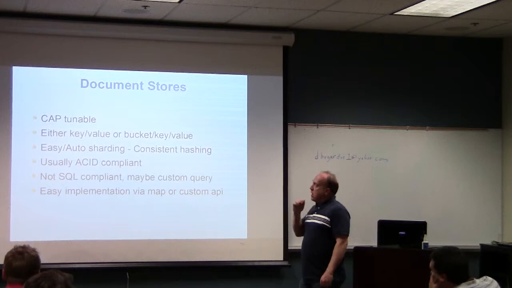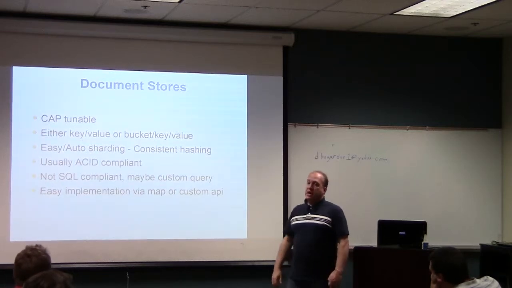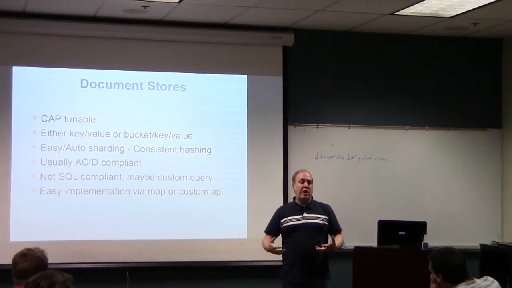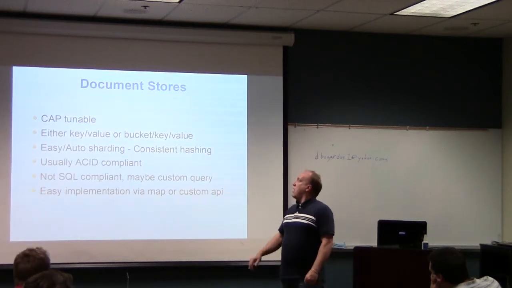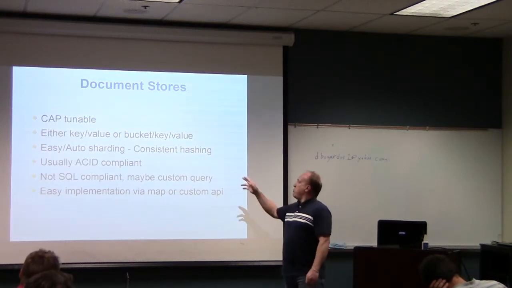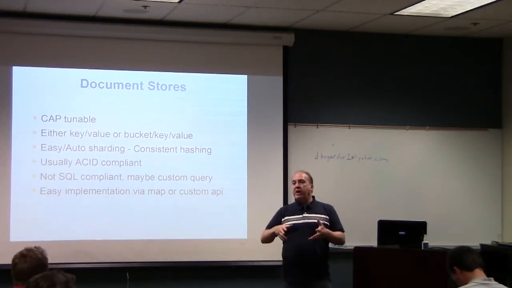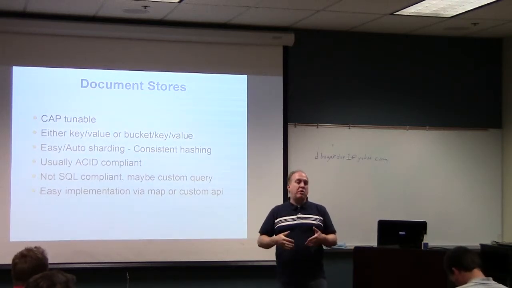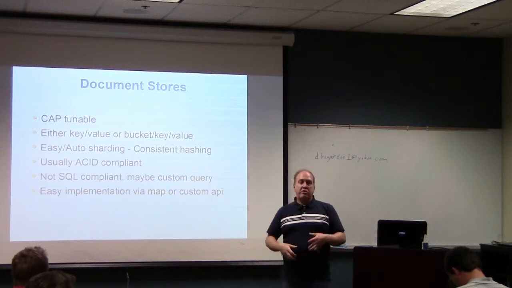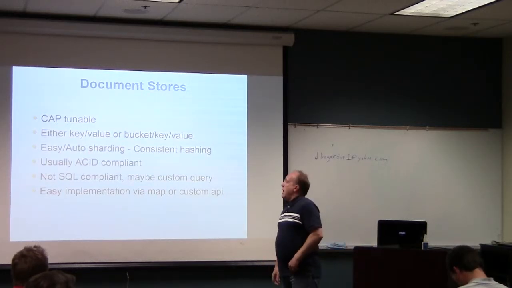So, moving on to document stores. A document is essentially a blob, right? You have either a key and value, or some of them will prepend a bucket. Like Amazon's S3, you have a bucket, a key, and a value. The bucket gives you some namespace and availability, to keep your stuff away from somebody else's stuff.